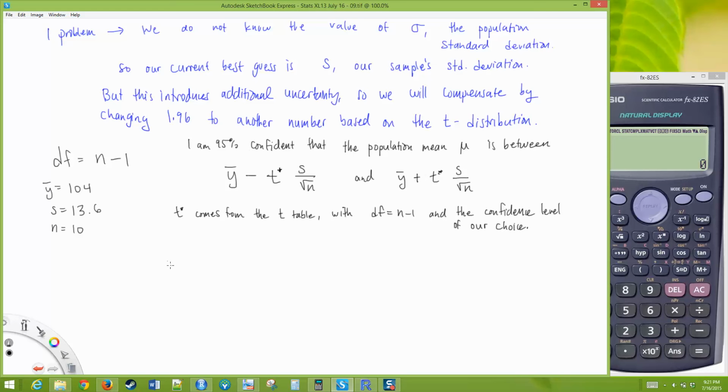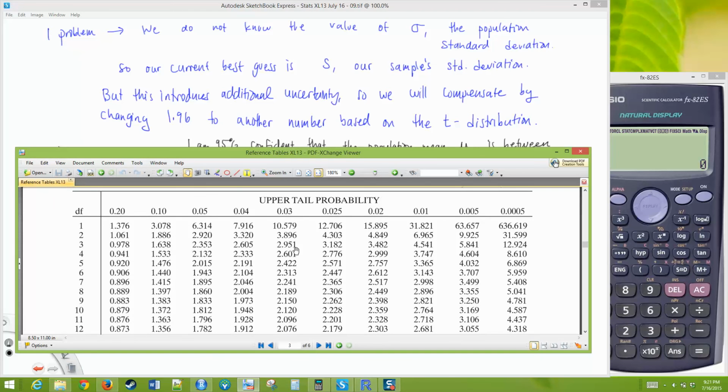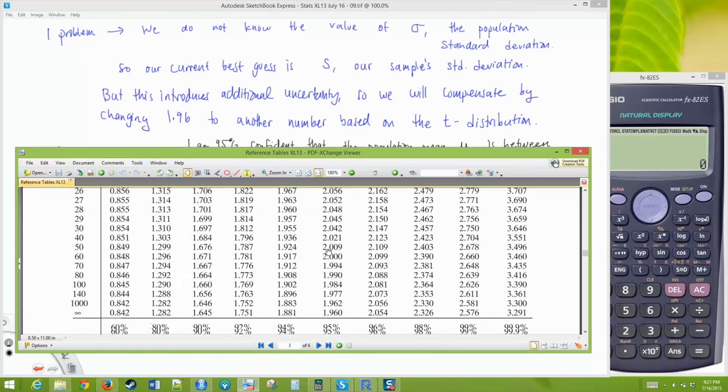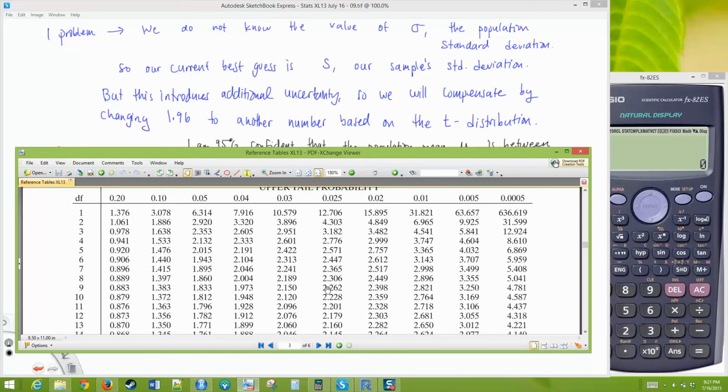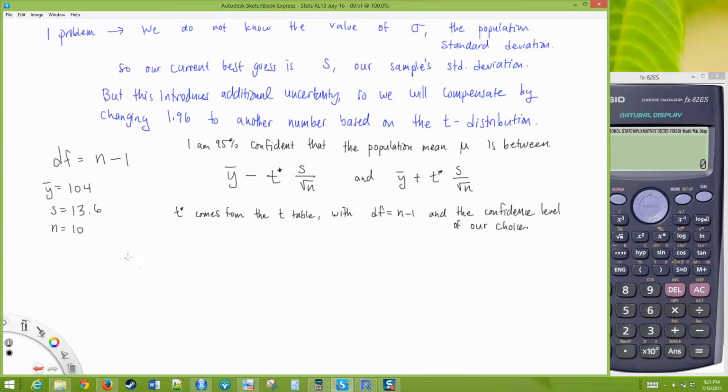So in our case, we have how many degrees of freedom? 9 degrees of freedom, okay? So I would go to my table and I would look at the column for 95%, which is this one right here, and I would go to 9 degrees of freedom, and I see that the number that I use is not 1.96 but 2.262. So I use t star equal to 2.262 from the t table.